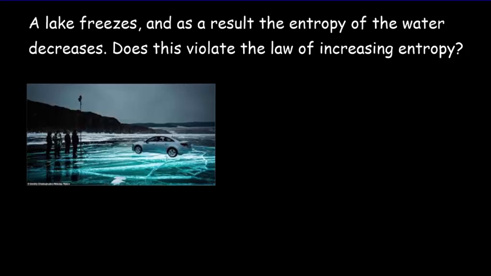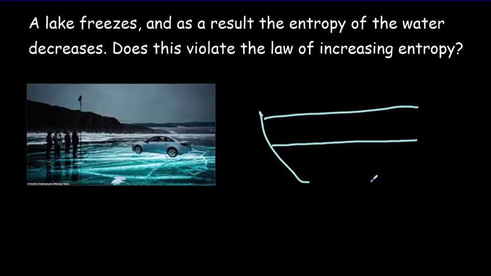Now here's a case where it seems like the second law is being violated. Take the case of a lake. If the air gets cold enough, of course, the water freezes. And we know that ice has lower entropy than water. So that ice is going to have lower entropy. So it would seem on the surface that the entropy is decreasing and not increasing in a natural process.